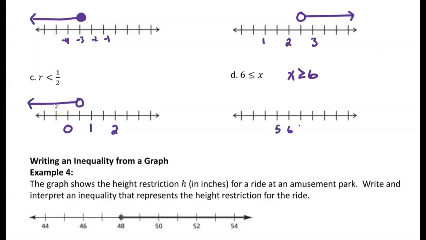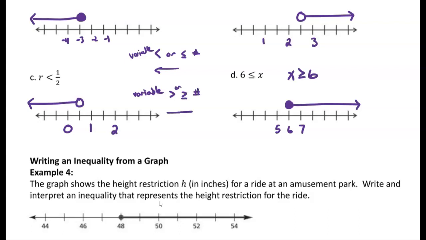Okay, so if I go right here, I have a closed circle at 6, and numbers are greater than or equal to 6. The equal to is why it's closed. The greater than is off to the right because numbers get bigger as you go to the right. So when it's less than or equal to with the variable on the left and a number on the right, that points to the left. When you have your variable and you have greater than or equal to, and then the number, it goes to the right.